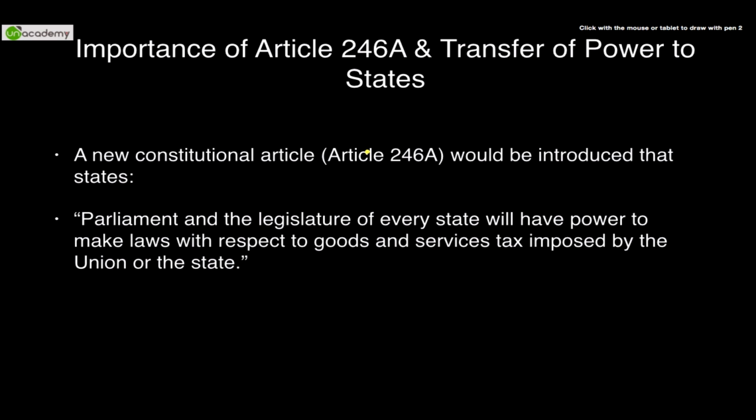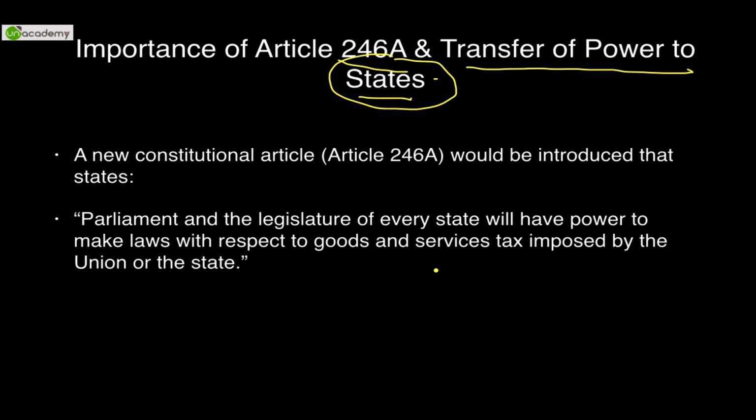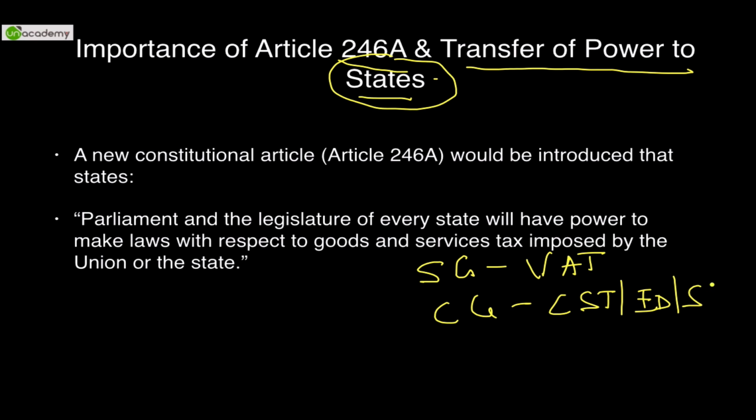The importance of Article 246A, as is written over here, and the transfer of power to states. So why does the state government play an important role? The state government, as per the state list, has one tax in its hands, and that is known as the value added tax. The central government has all other taxes such as central sales tax, excise duty, service tax, etc. Now, there will be a lot of resistance from the state governments since VAT will be abolished as soon as GST is implemented.